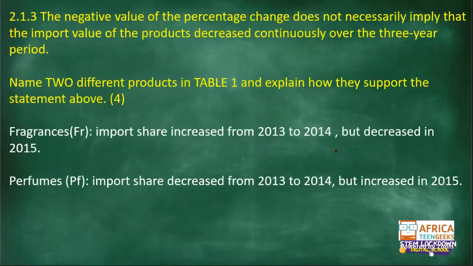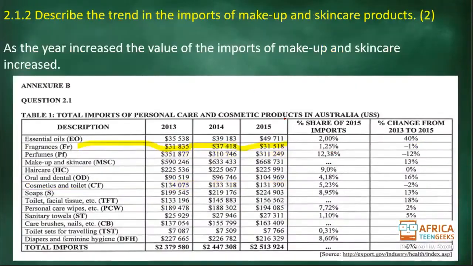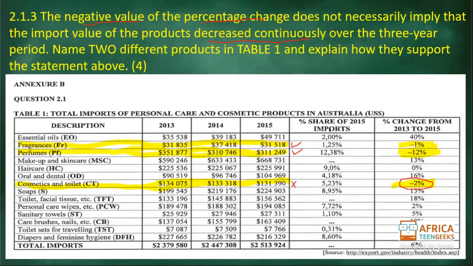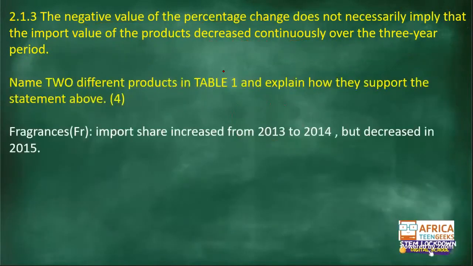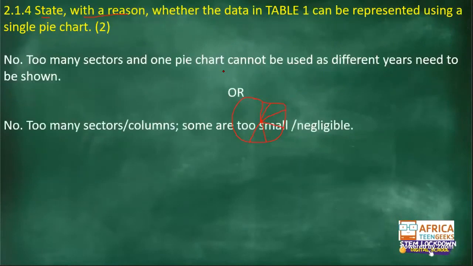This one here, let's go back to the table. You can see this table. We have different years here. And then we've got just too much information to fit into the pie chart. And then another one, you can say there are too many sectors or columns and some are too small or negligible. That reason there, I hope you understand, right?